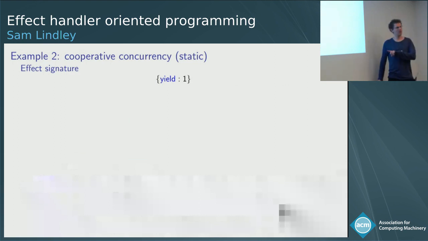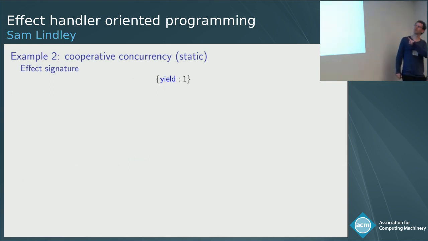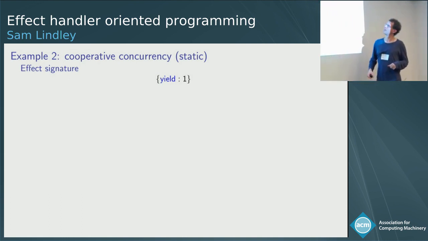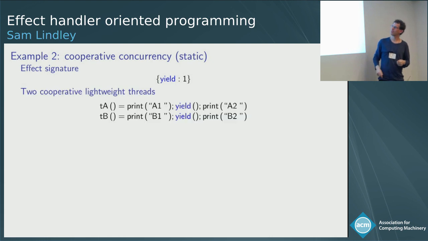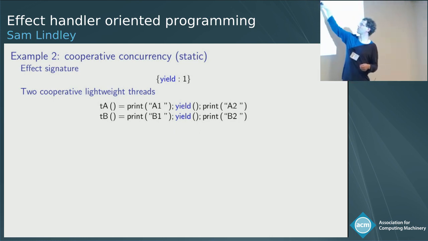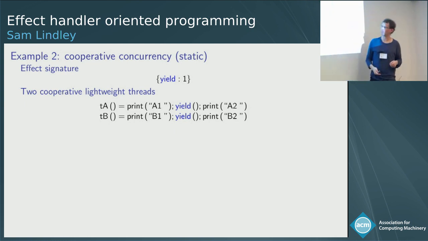Here I think is a more compelling use case, where we're going to implement cooperative concurrency on one slide. So I'm going to just have one operation here, yield. It doesn't return, so one is the type that has a single value in it, the unit value. So the idea is you have cooperative threads, and when they're ready to yield to another one, you invoke the yield operation. So here's a couple of example threads. This one prints A1, then it yields to the other thread and prints A2, and similarly.